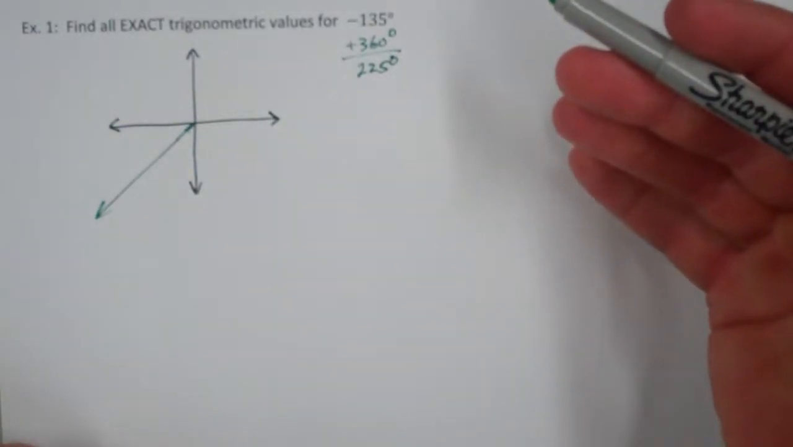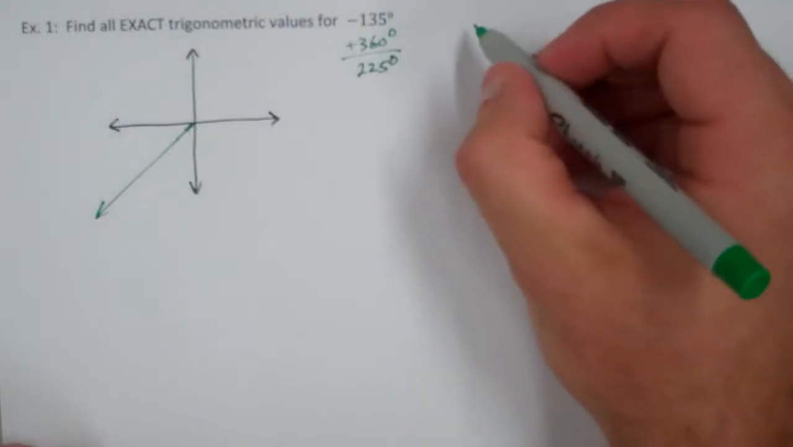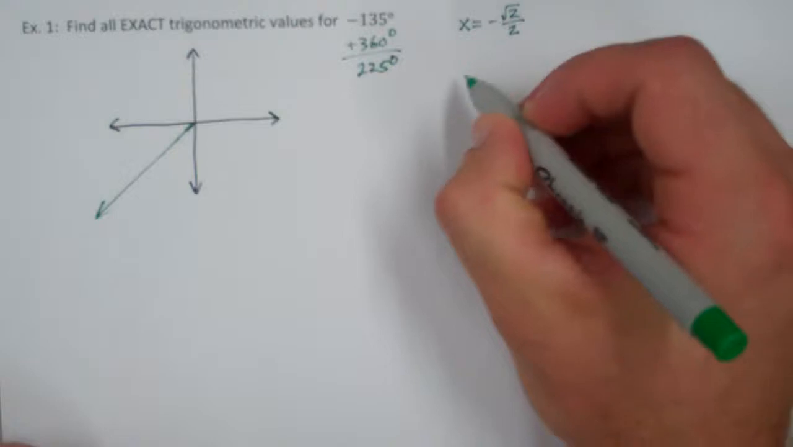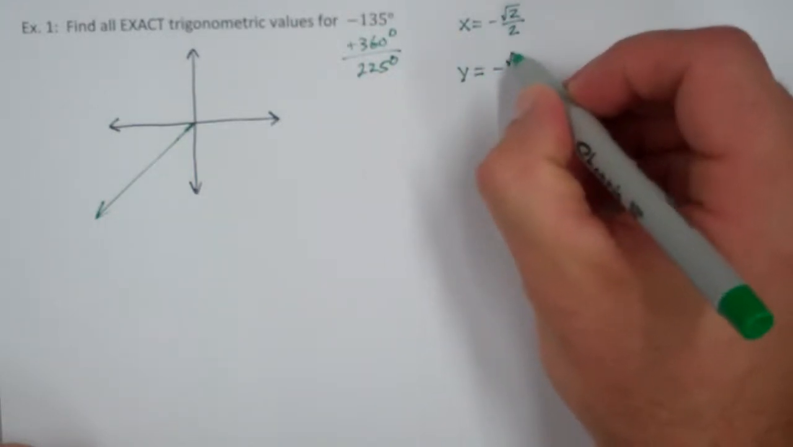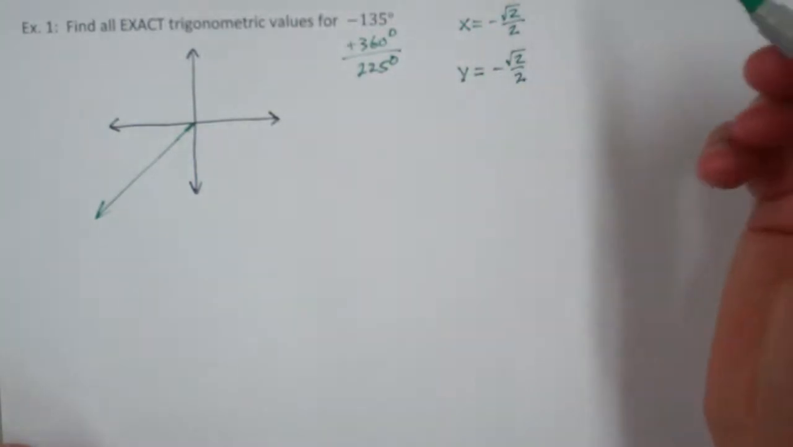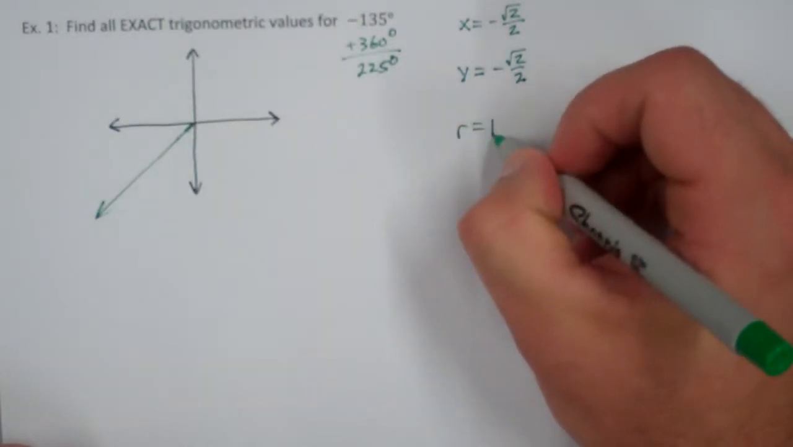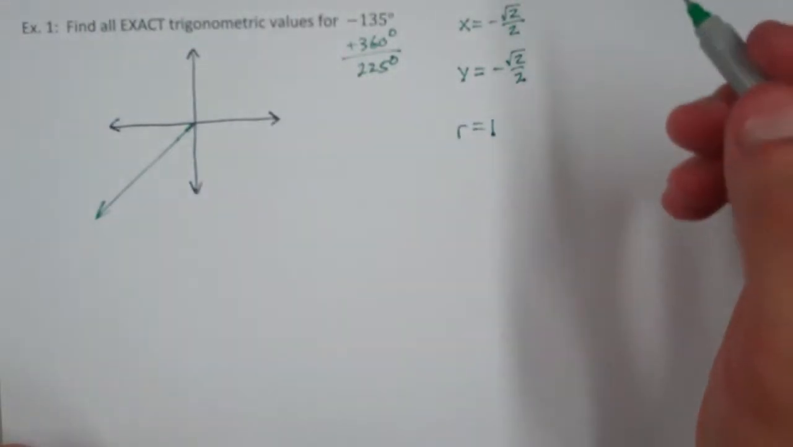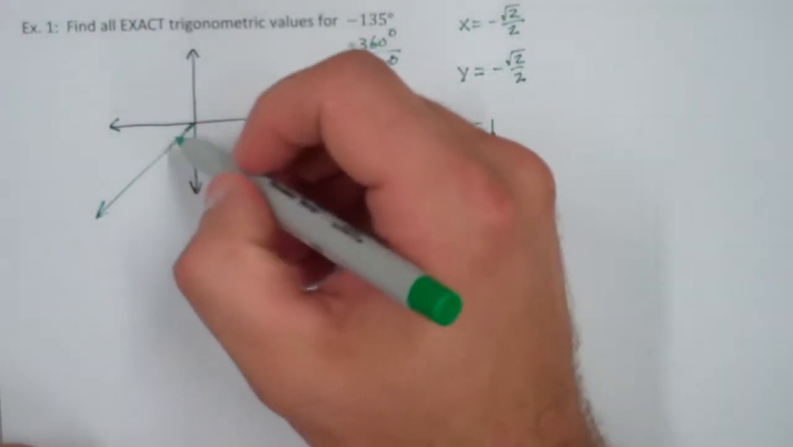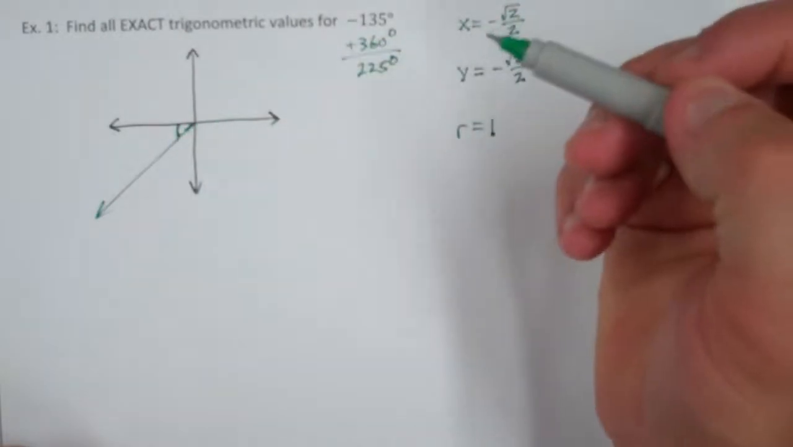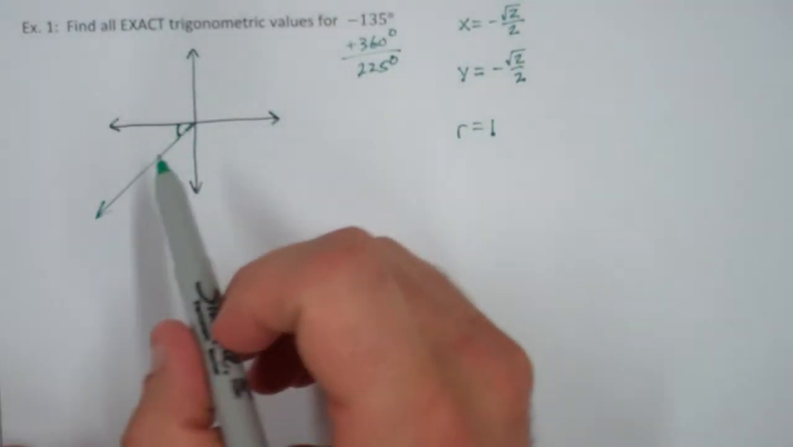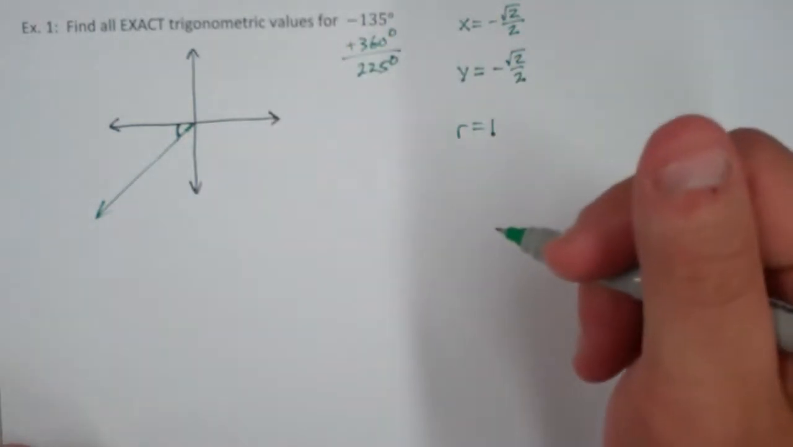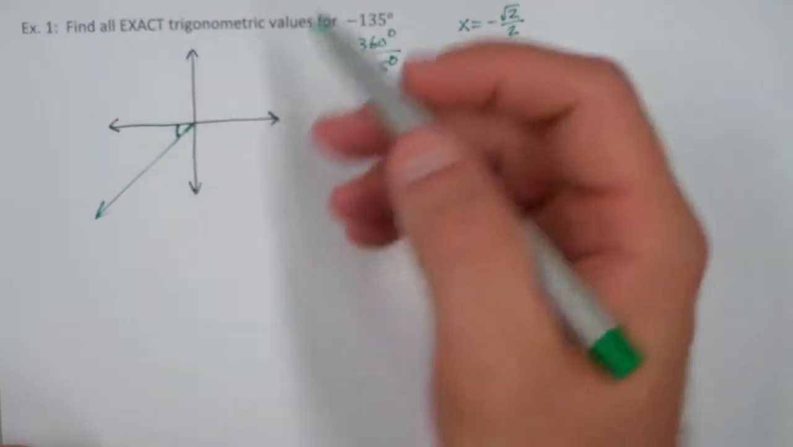If you go to your unit circle now, you'll note the value of x in this case is negative root 2 over 2, and the value of y is also negative root 2 over 2. On the unit circle, r is 1. If you take a different approach and don't use your unit circle, you can use the reference angle, which is simply this angle right here. Remember, that's the angle between the x-axis and the terminal side, and it's going to be between 0 and 90. That reference angle is 45 degrees.